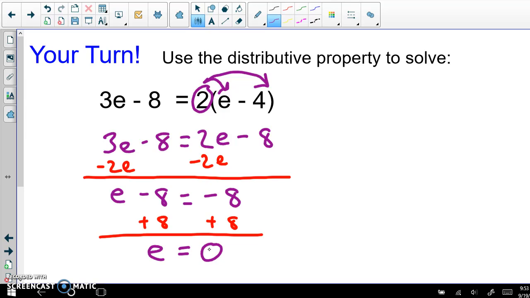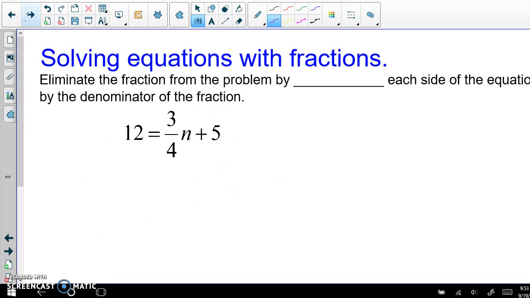If you got e equals 0, super job. Let's take a look at how we can simplify or eliminate fractions in a complex problem. So if we want to solve an equation with fractions, we can eliminate the fraction from the problem by multiplying each side of the equation by the denominator of the fraction.